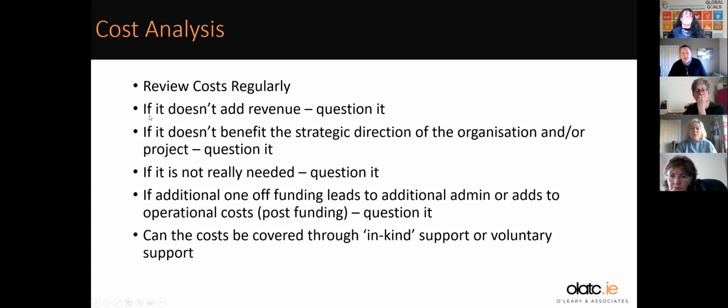And if you're looking at your cost structure and looking at funding and grants, if what you're doing doesn't really add any revenue, if there's no real return on what you're putting money into or trying to get funding for, I'd question why you do it. Again, if it doesn't benefit the strategic direction, in other words, if you're doing something that's not really relevant to what you're about, if it doesn't really match what your organization's objectives are, but you're just doing it because there's a grant for it, again, I'd question that.